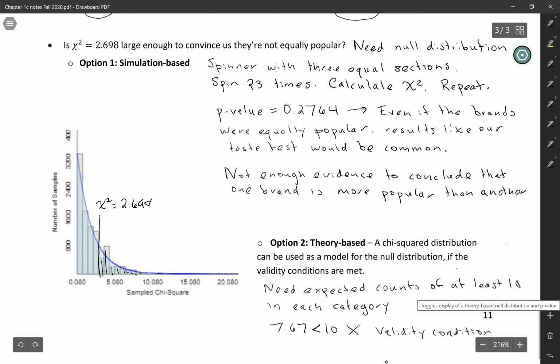So if the validity conditions are not met, then that means that it's not appropriate to use the chi-squared distribution in place of a simulation. We would want to stick with the simulation in this case. If the validity conditions had been met, though, using the chi-squared distribution works the same way as a normal approximation. You would just be shading the area under the curve to find the p-value instead of counting the simulated outcomes. Later on, you'll see examples where the conditions are met, and you will use the theory-based approach.